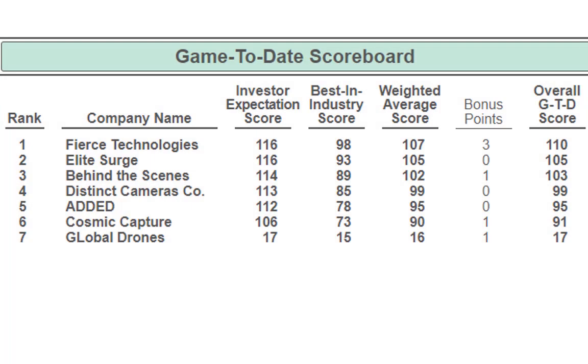Next, we have the game-to-date scoreboard. Then again, Company F is leading the charge with the overall game-to-date score of 110. You have Company E at 105, B at 103, D at 99, A at 95, C at 91, and again, G at 17.